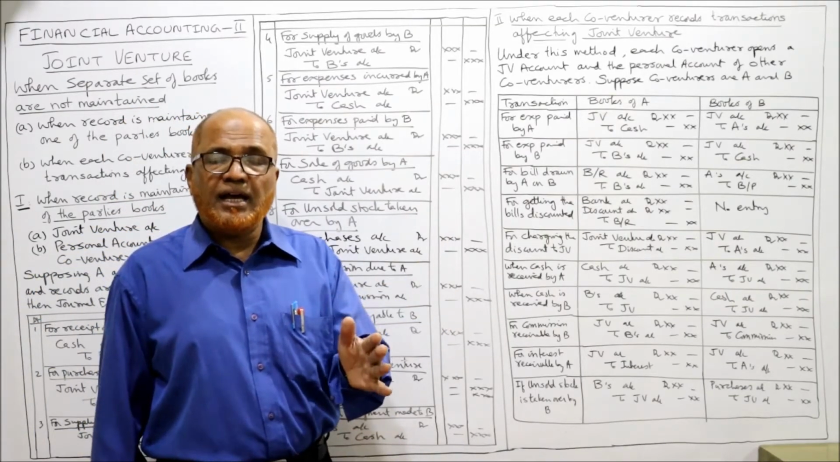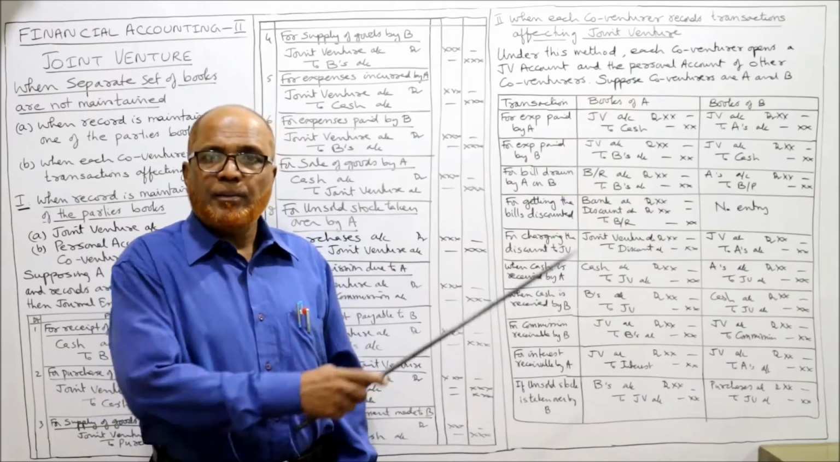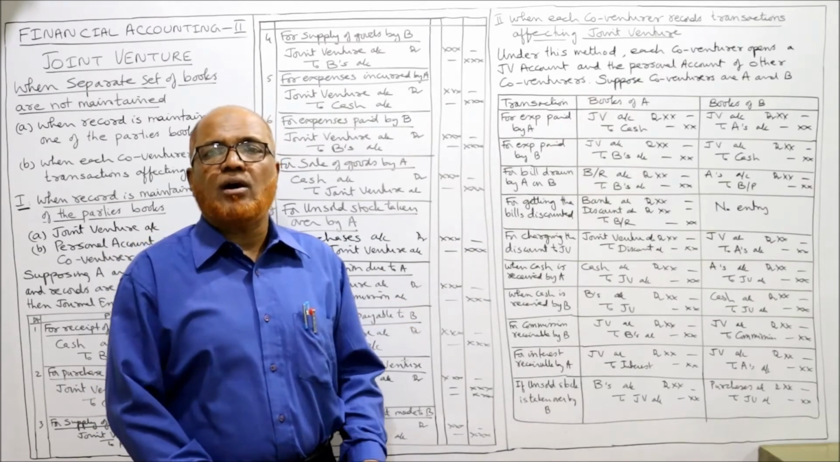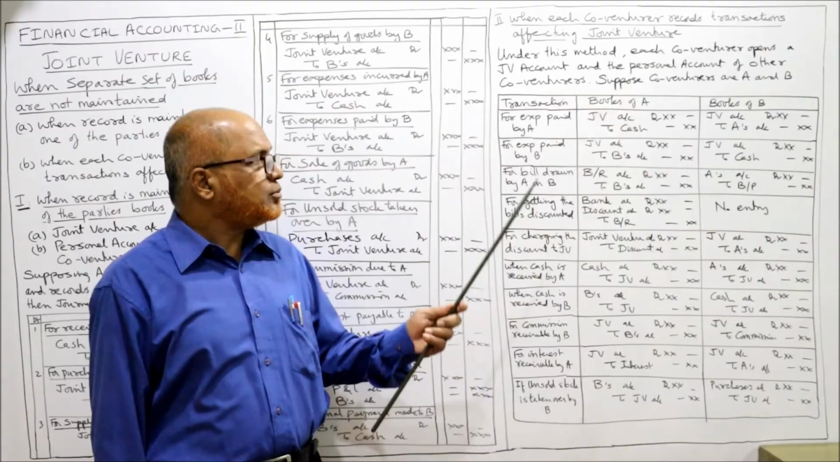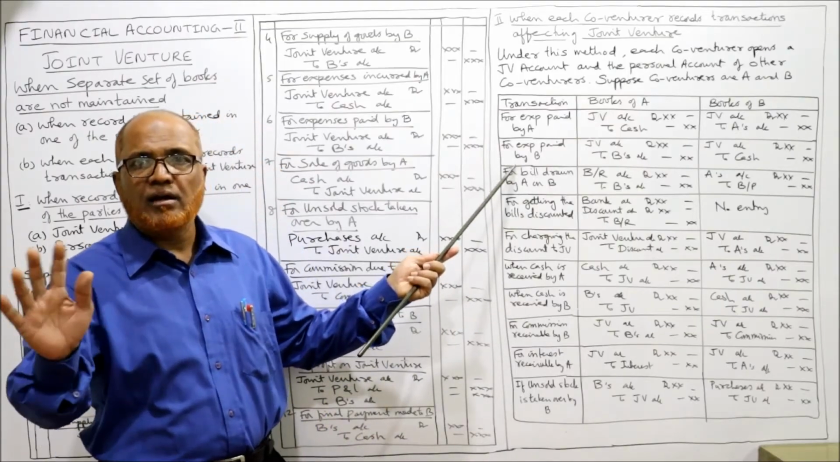Second, for expenses paid by B, similarly joint expenses are paid by B. Now what would be the entry in the books of A and B? Books of A, joint venture account debit to B's account. अब जो expenses है A नहीं पे कर रहा, कौन पे कर रहा?